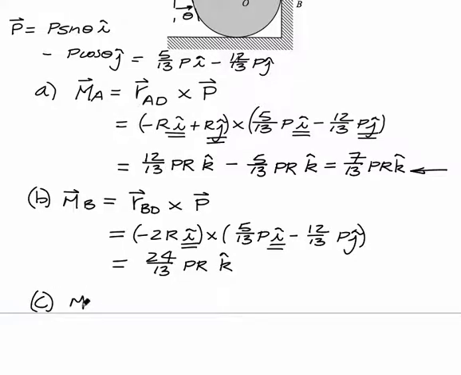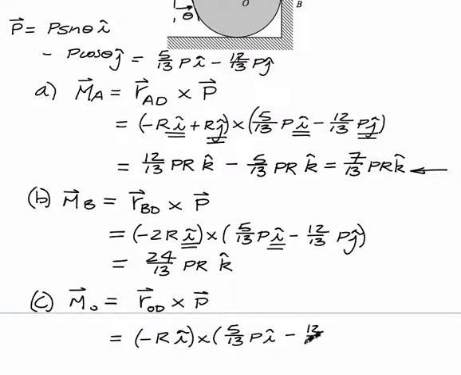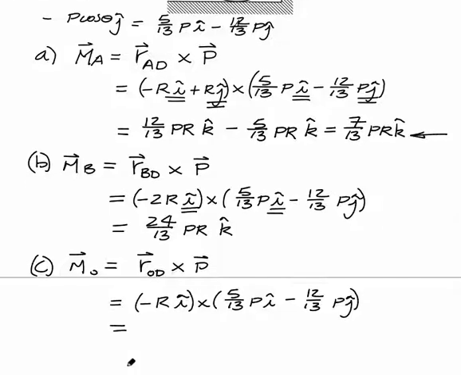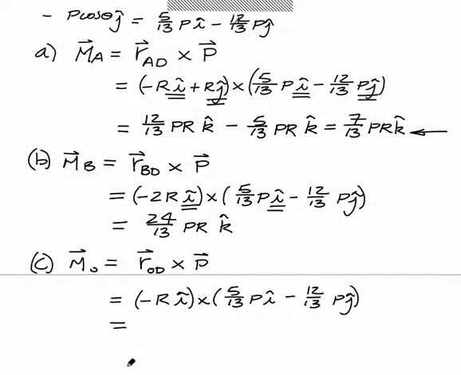We do a moment about the center of the disk. So in that case, the vector goes from O to the point of application, which is D, crossed with P. That is simply minus R I, and P again was the 5 over 13 P I minus 12 over 13 P J. And so R cross F in this case gives us 12 over 13 P times R in the K.